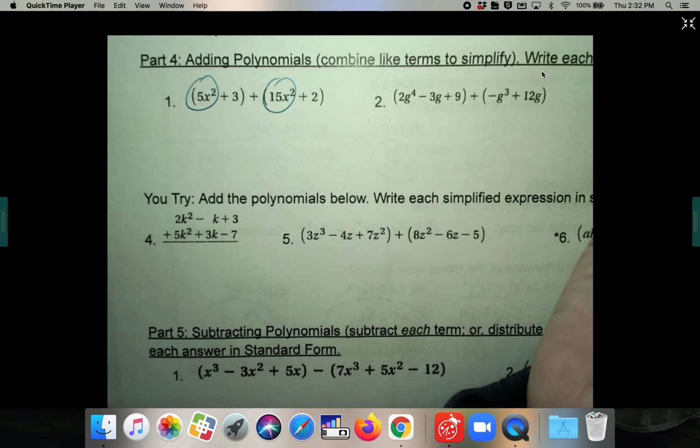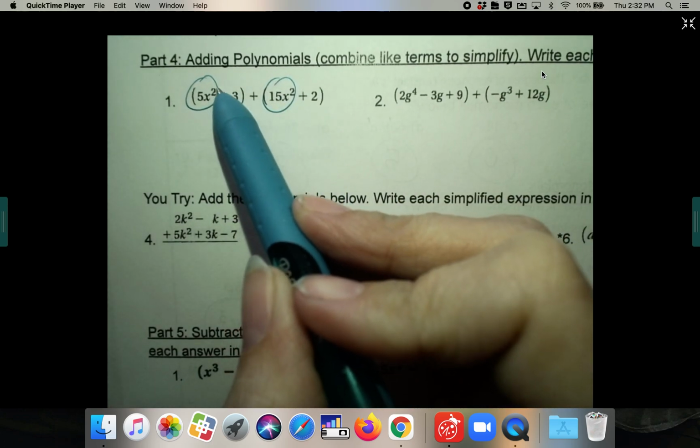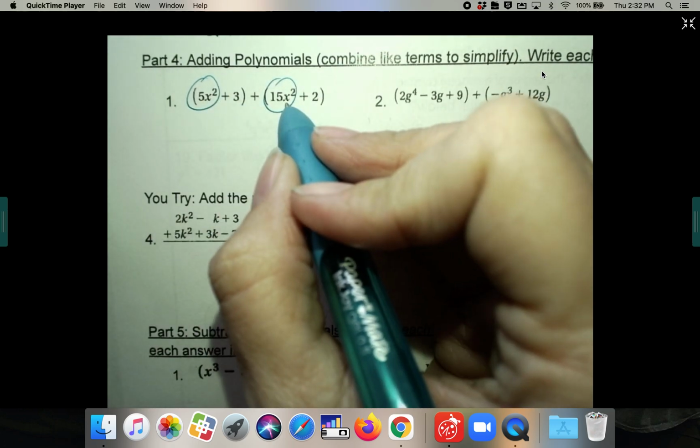5x squared plus a 15x squared. Those are like terms. Remember, I used the term cats earlier, or dogs, or whatever. If this has an x squared and this has an x squared, you don't change the power.